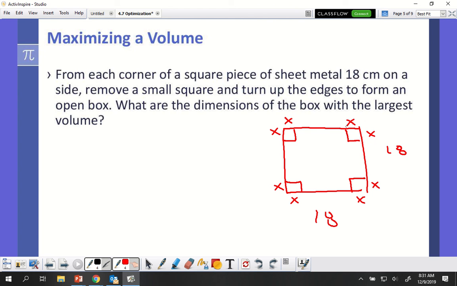So the volume is equal to length times width times height. My volume is all three dimensions, right? It's always three dimensional. So my length, which was once 18, is now going to be 18 minus 2x. Very good. So the volume is equal to 18 minus 2x. Now, what about the width?